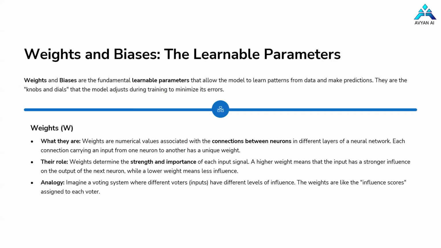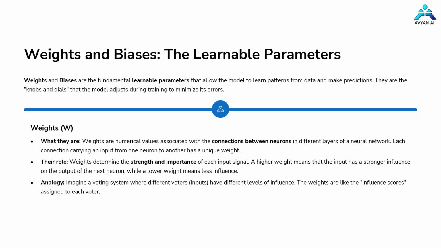So it's a value associated with connections between neurons in different layers of a neural network. Each connection carrying an input from one neuron to another has a unique weight. Their role is to determine the strength and importance of each input signal. A higher weight means the input has a stronger influence on the output of the next neuron, while a lower weight means less influence. So just for us to understand, right?